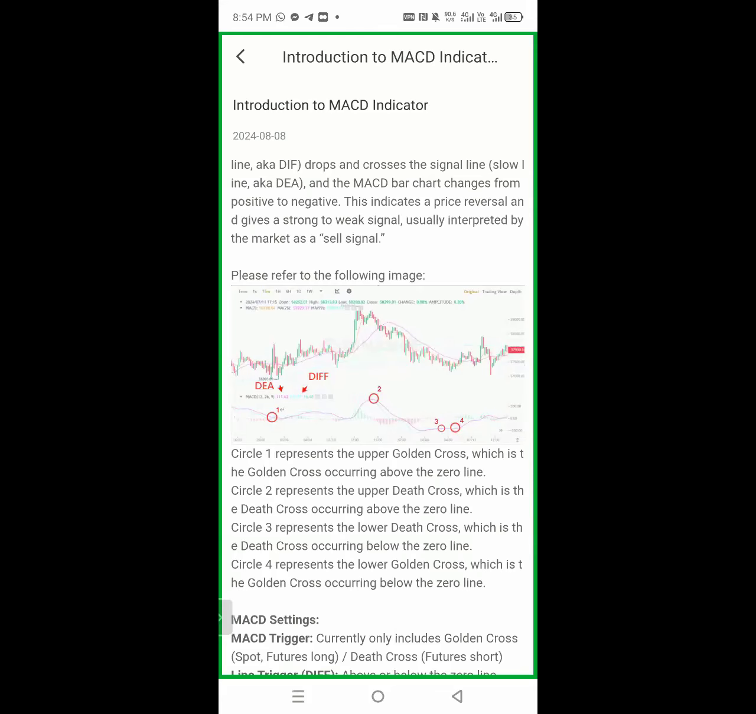Which signal is strong to enter a long trade? Which signal, when you see it happening, you are very confident that it is good to enter for a long trade?